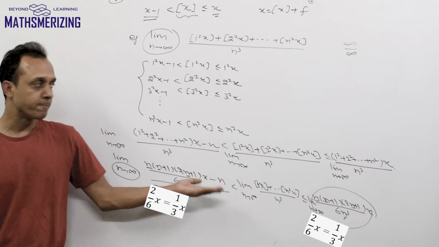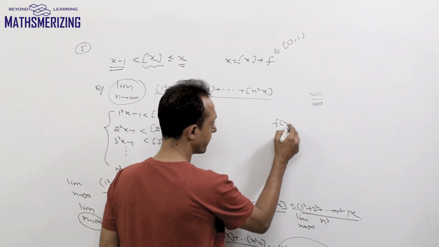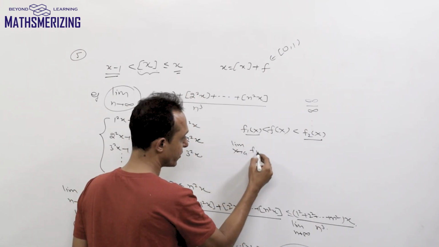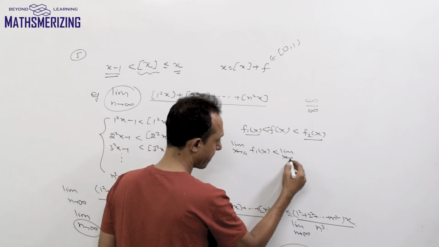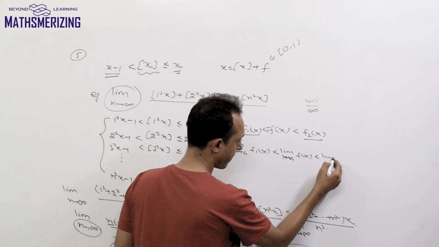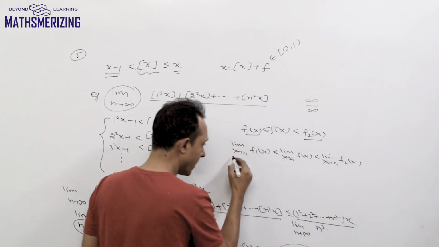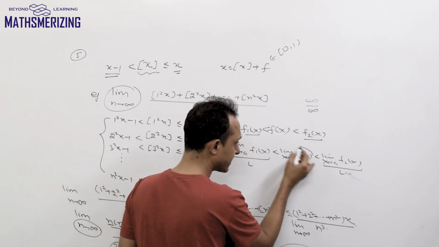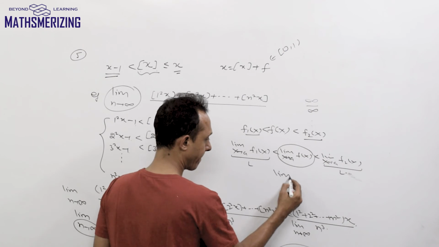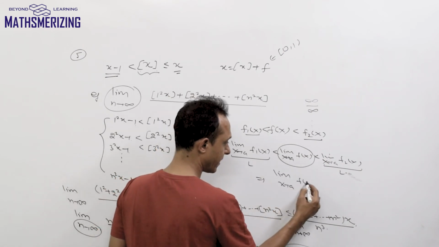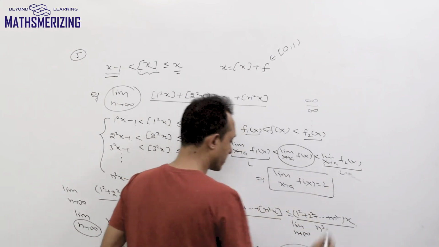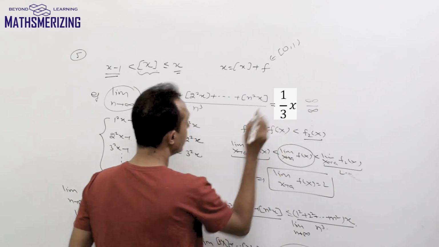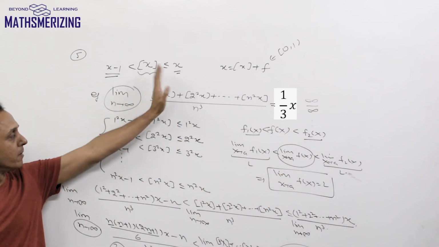The sandwich theorem or squeeze play theorem says, if we have a function f(x) which lies between f1(x) and f2(x), and if I take the limit x tends to a of f1(x), and the value of this limit is L, and the value of the second limit is also L, then in that case the limit x tends to a of f(x) will also be L. So from the sandwich theorem, we can say that the value of this limit will also be 1 by 3 x. We use this property while solving problems in limits.